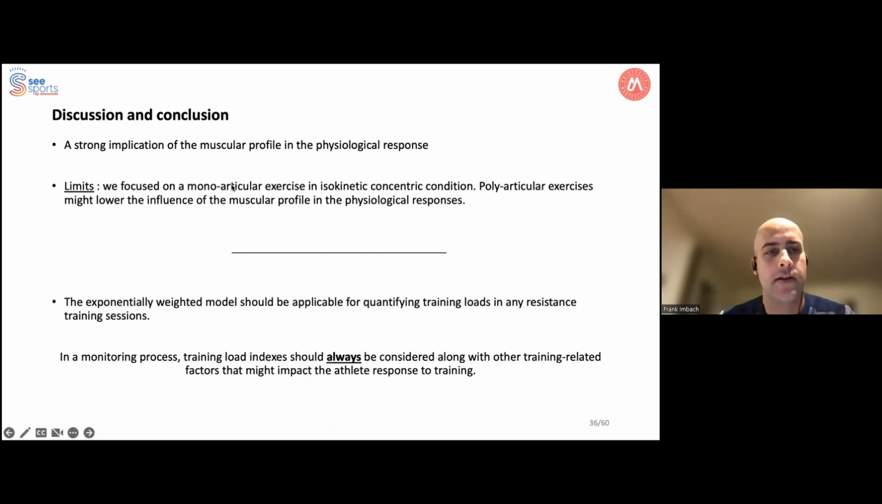One of the limits is that we focused on monoarticular exercise, which is a kinetic concentric condition, and polyarticular exercise might lower the influence of the difference between profiles, I mean linear to exponential, and their influence on the physiological responses. The exponential weighted model should be applicable for quantifying training loads in any resistance training session. And in a monitoring process, training load indexes should always be considered with other training-related factors that might impact the athlete's response to training.